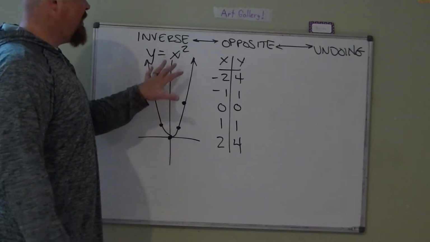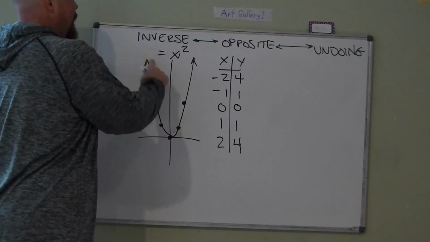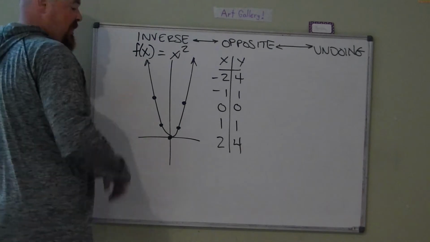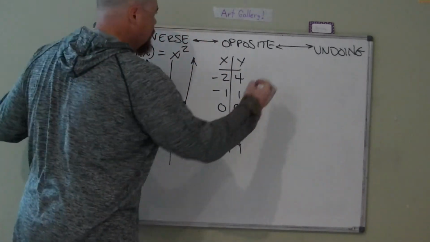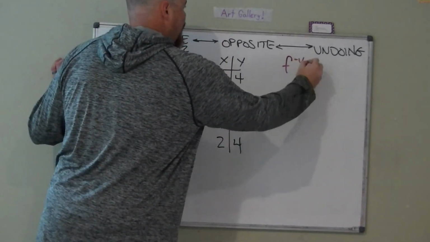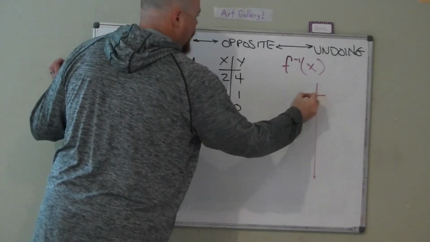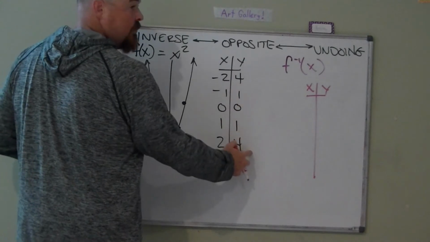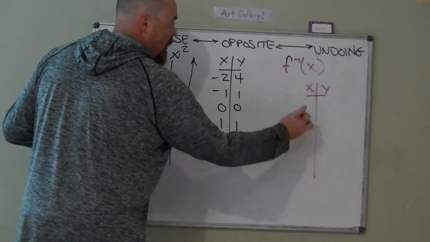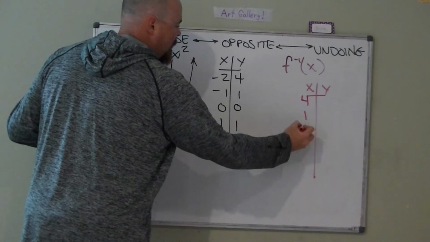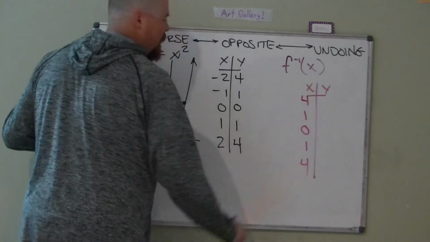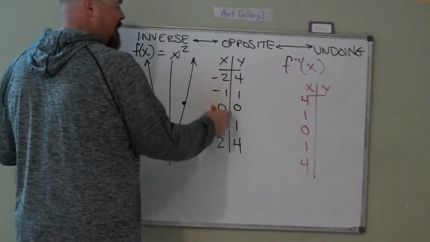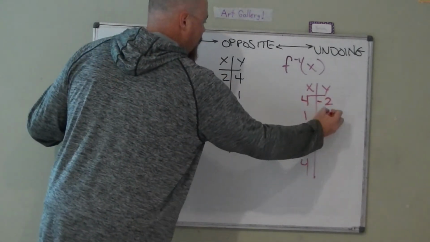Now, if we talk about the inverse of this, I keep writing y. I should write f of x. I'm sorry. If I want to talk about the inverse of this function, and this was on the previous video, if you haven't watched it, go back and watch it now, I want to take the y values and make them the x values. So we have 4, 1, 0, 1, 4. I'm taking these, making them x values. Then I take the x values and I make them the y values.